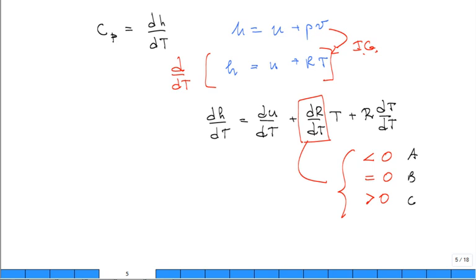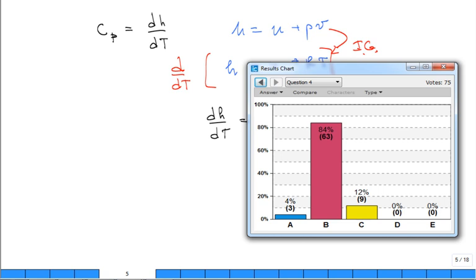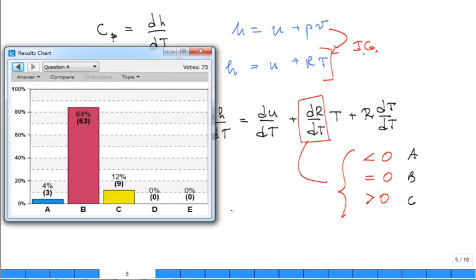What is dR/dT? Everybody in? Oh, you've got to go fast. All right, so a lot of people believe that it's equal to 0. Why is that correct? It's a constant. What's the name of it? Ideal gas constant. If I change temperature, does the constant change? Nope. It's not a function of temperature. Hence, B is correct.